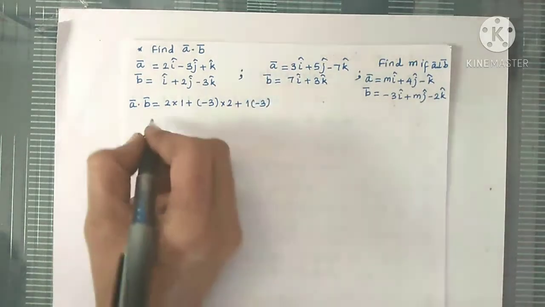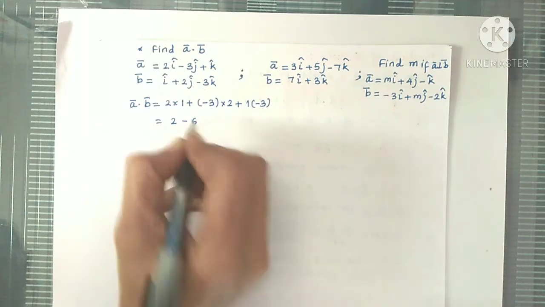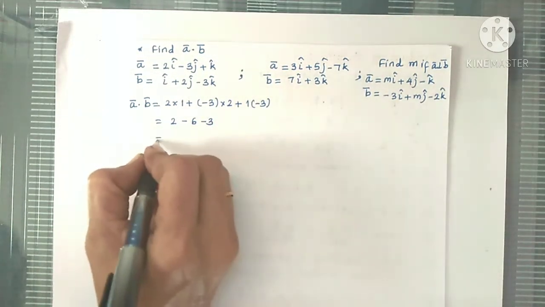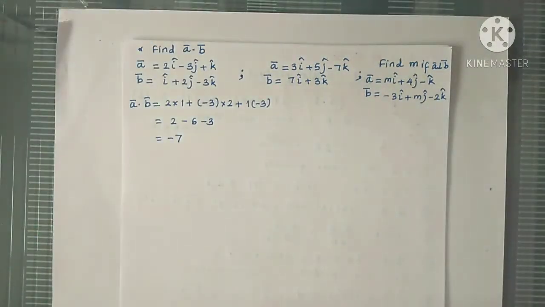So that is equal to 2 plus 6 minus 3. So it is 2 plus 3, so a bar dot b bar is 5. See, a bar dot b bar is positive. That means the angle between them is acute, less than 90. Theta lies in the first quadrant.